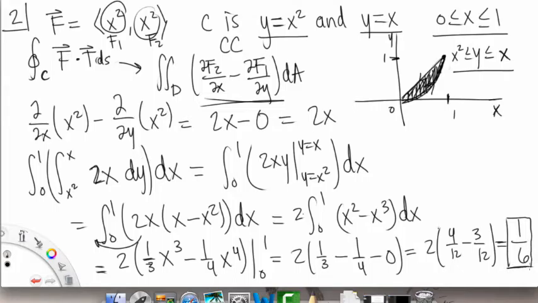I was just trying to save space there at the end. So that's our answer. And you would have gotten the same thing from calculating the direct line integral over these 2 separate boundary curves. So this is our answer.